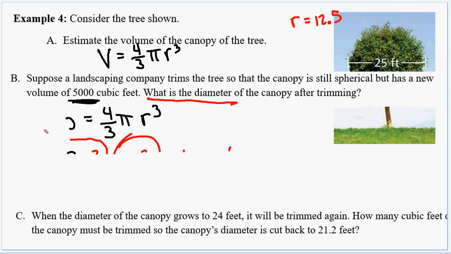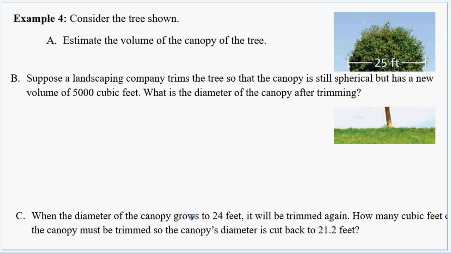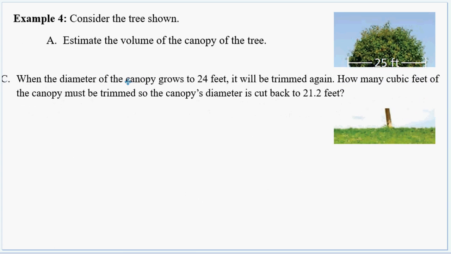Okay, now this part C takes another twist on our tree here that we're trimming. When the diameter of the canopy grows to 24 feet, it will be trimmed again. So it's going to grow to 24, it'll get a huge volume, and then how many cubic feet of the canopy must be trimmed away? So we cut back to 21.2 feet. I'm going to use blue ink, and this right here, our volume was 5,000 cubic feet. So we're going to figure out our new volume with the 24-foot diameter. We'll find that volume, and then we'll subtract the 5,000.